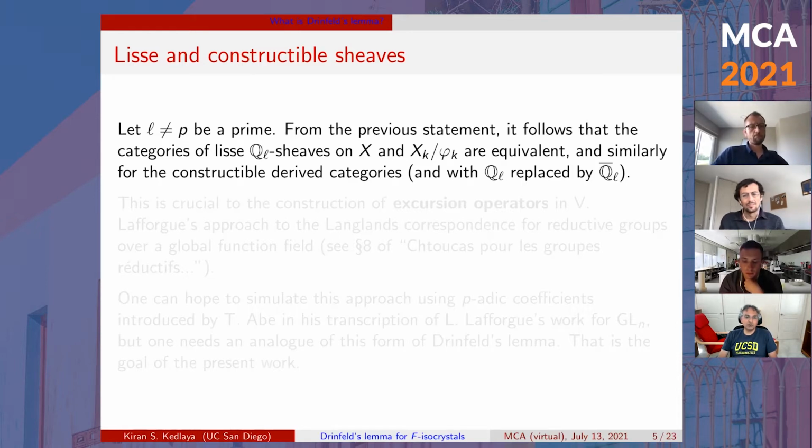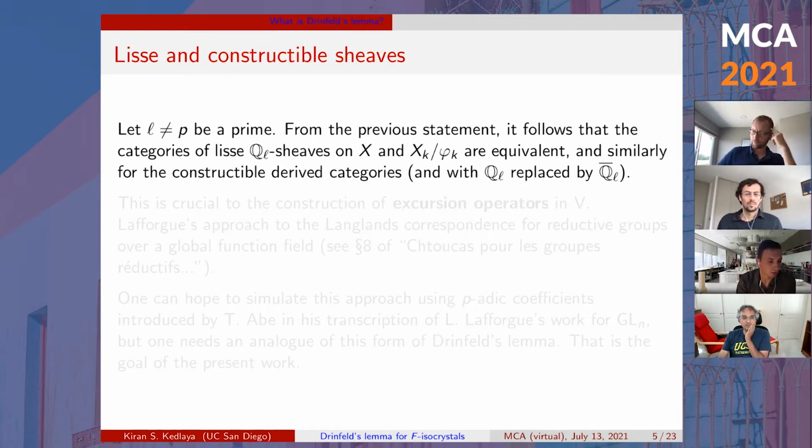You can deduce from what I just said that the categories of lisse Q_ℓ sheaves or Q_ℓ-bar sheaves on X and on X_k divided by φ_k are equivalent. So a lisse sheaf on X_k mod φ_k is once again a lisse sheaf on X_k equipped with an isomorphism with Frobenius, with φ_k pullback. And similarly for constructible derived categories.